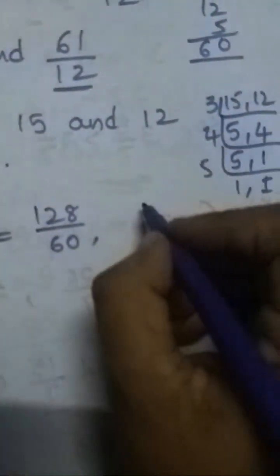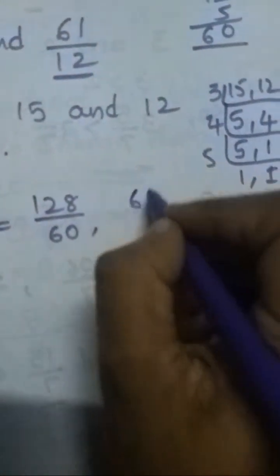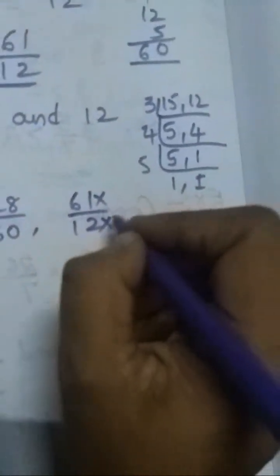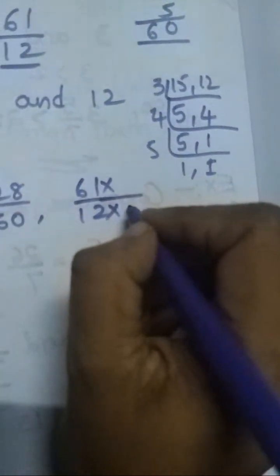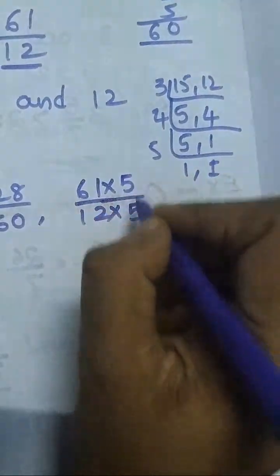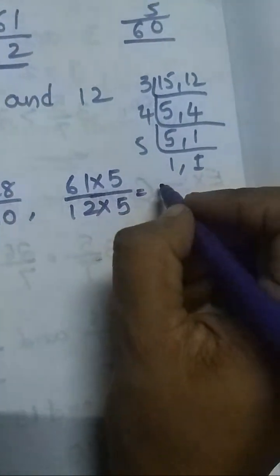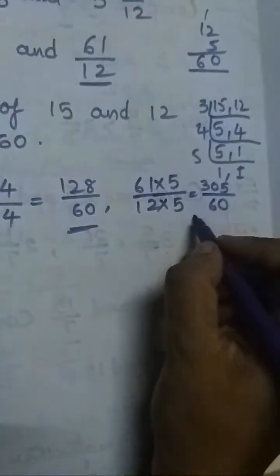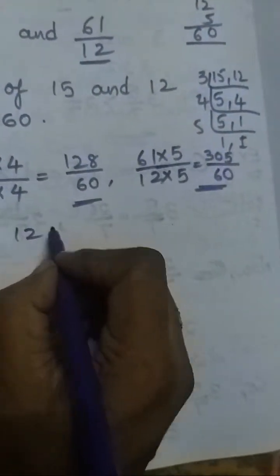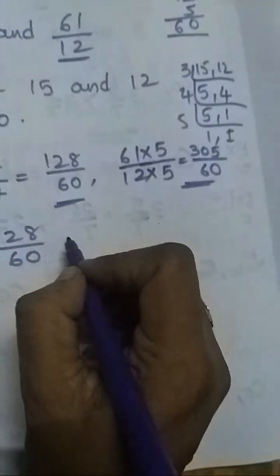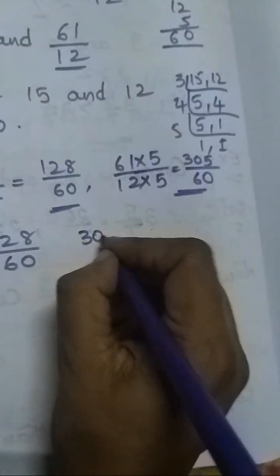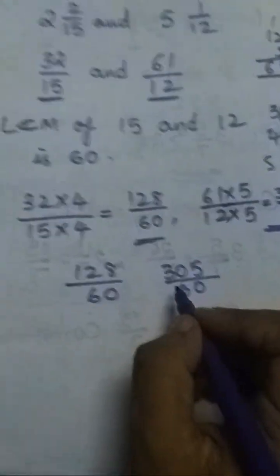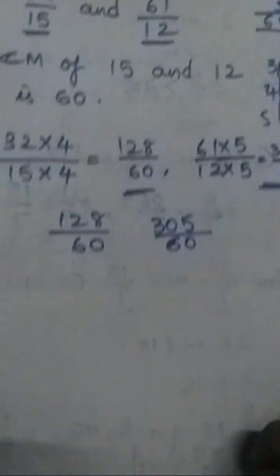And again 61/12. Here 12 multiplied by 5 gives the LCM 60, no? So we have to multiply 5 in numerator and denominator. What will you get? 305/60. Now here denominators are the same. Now 128/60 is compared with 305/60. Here both are converted into like fractions.